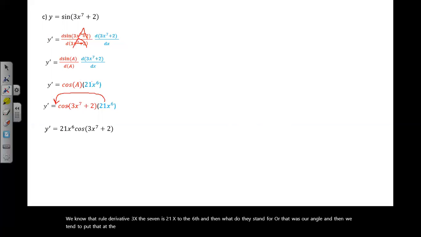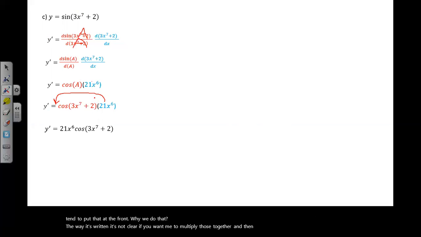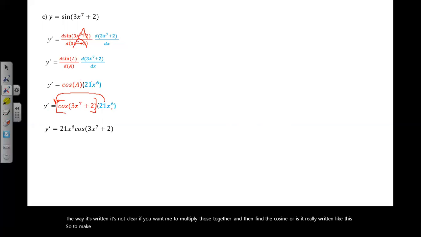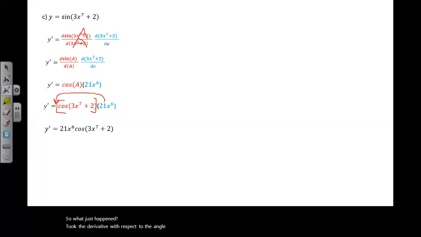Why do we do that? The way it's written, it's not clear if you want me to multiply those together and then find the cosine, or is it really written like this? So to make it incredibly clear, we put it up front. So what just happened? Took the derivative with respect to the angle, derivative of angle with respect to x. Derivative of sine of angle. Derivative of sine is cos of angle. Took derivative of angle, replace the angle, put the derivative up front.